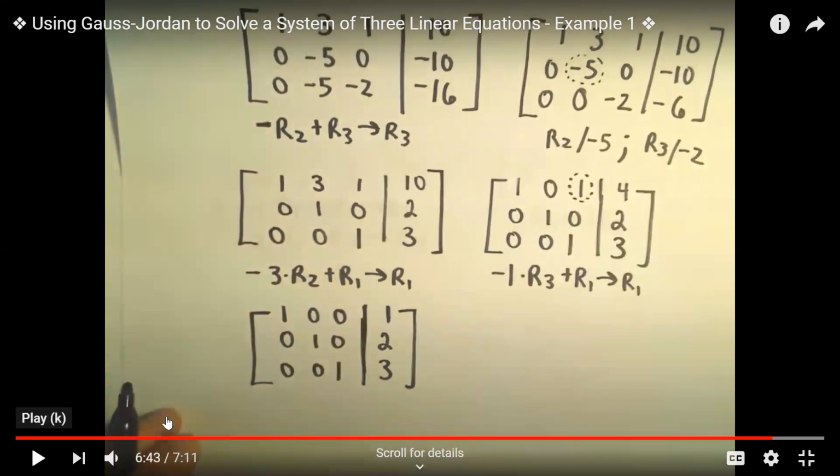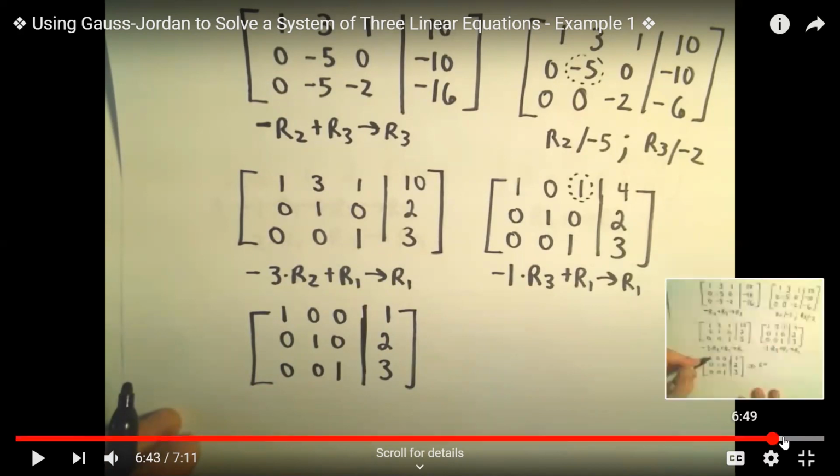Now you can see very clearly here that this was the B column and this was the A matrix. So now the A matrix has become completely an identity matrix, you see? This is an identity matrix: 1, 0, 0, 0, 1, 0, 0, 0, 1. So now we will stop because we have reached the end of our Gauss-Jordan method. Here we don't need back substitution.